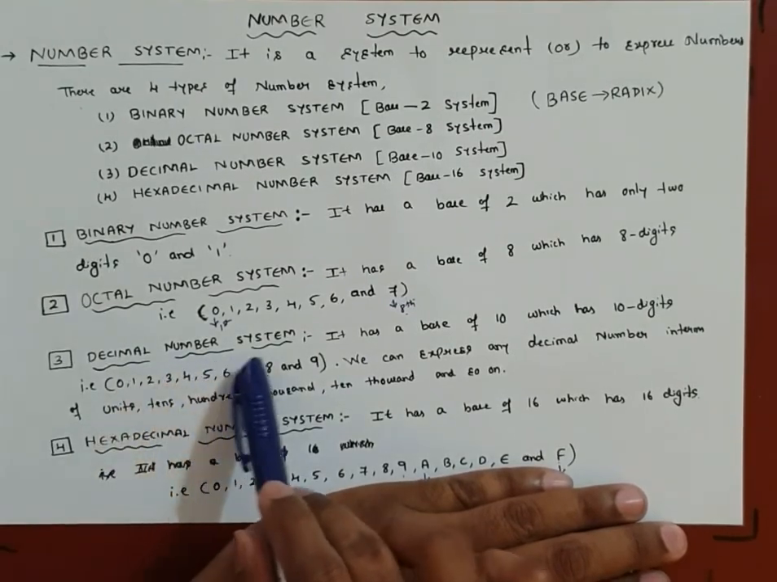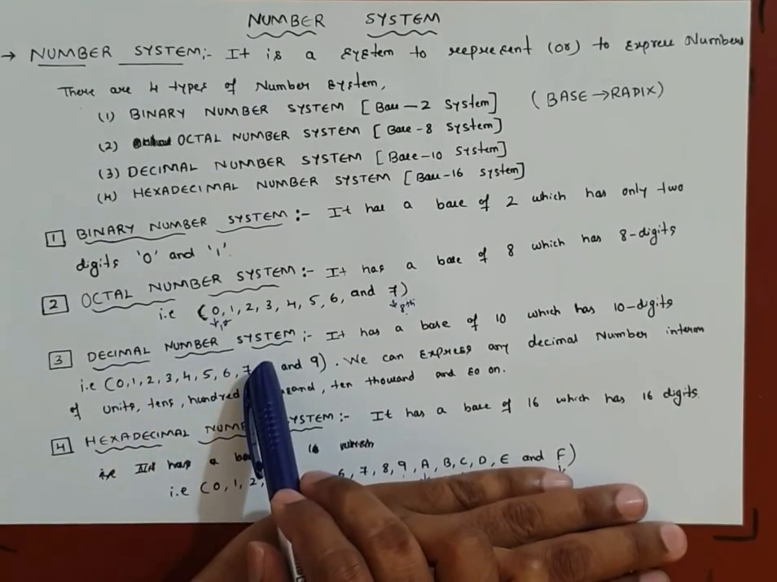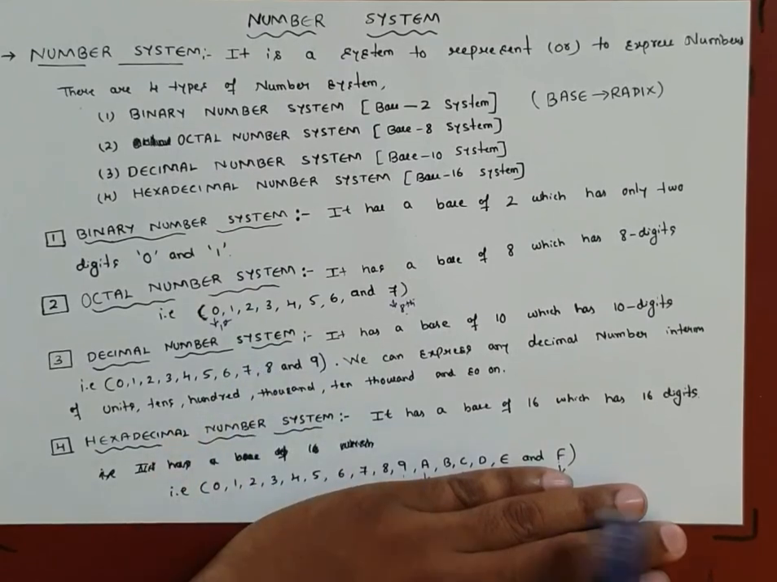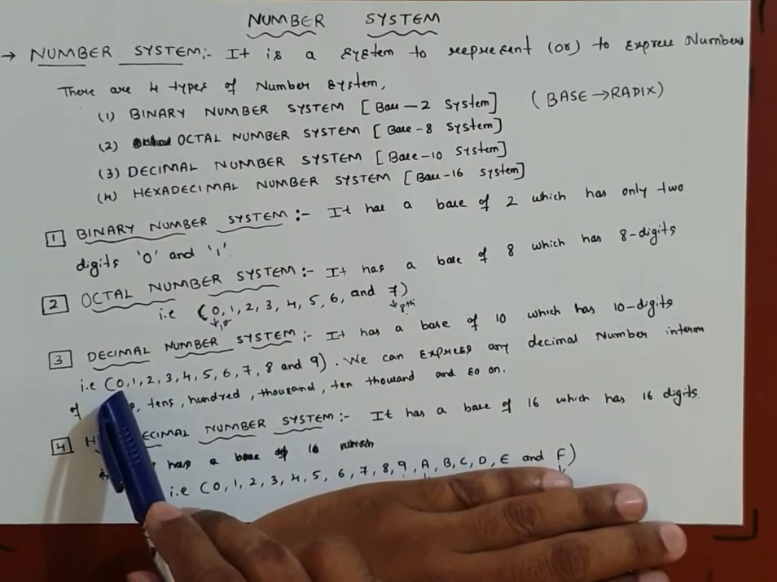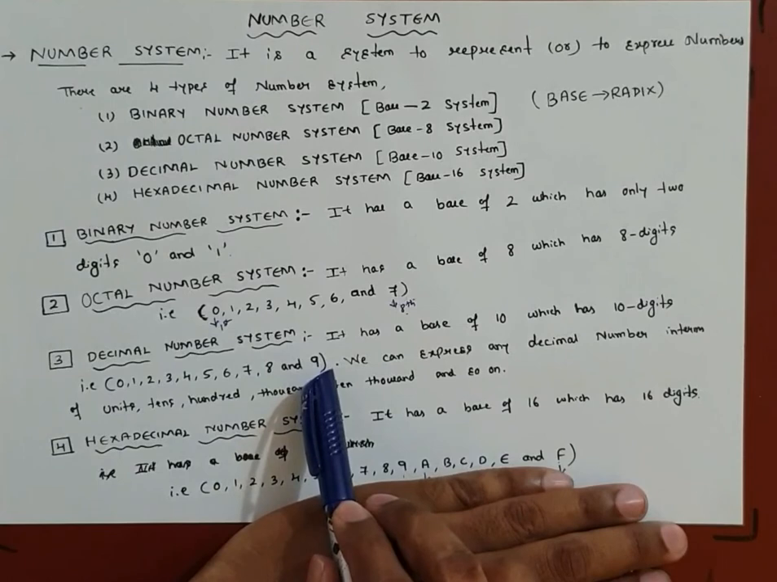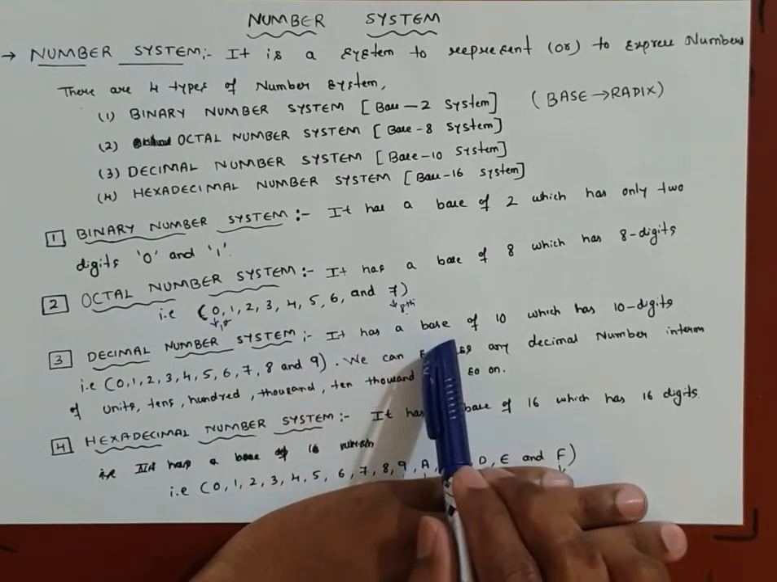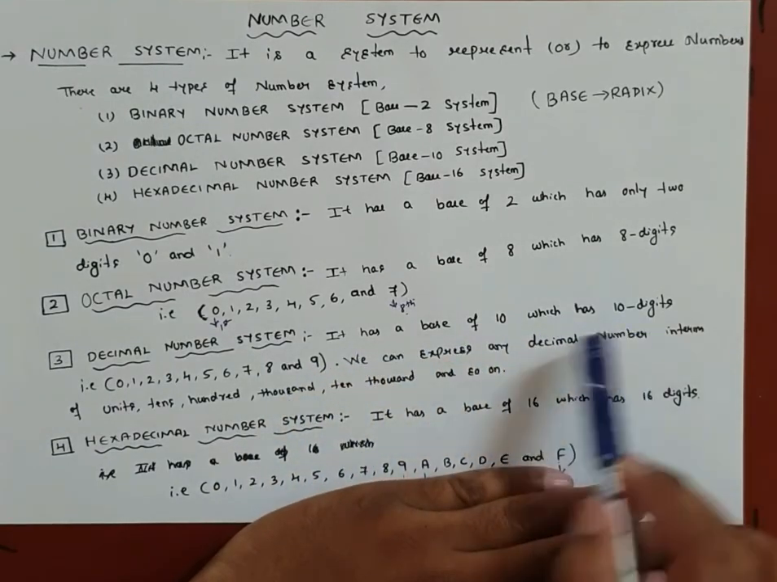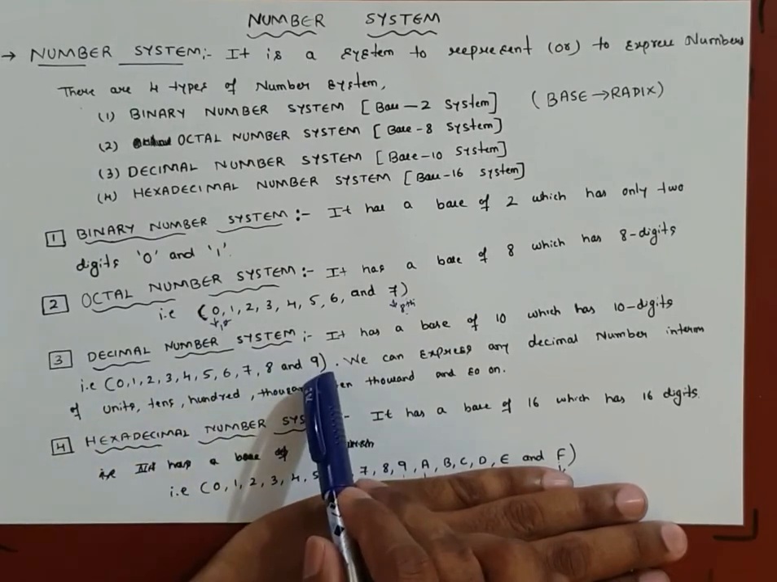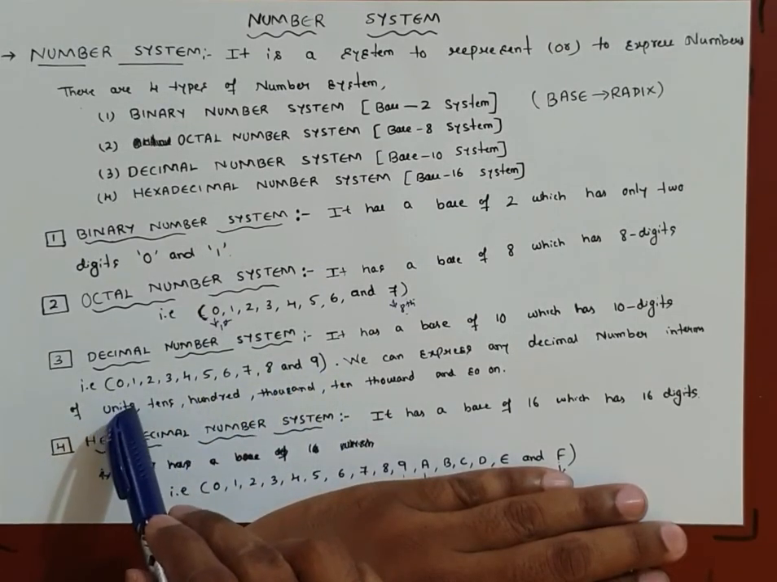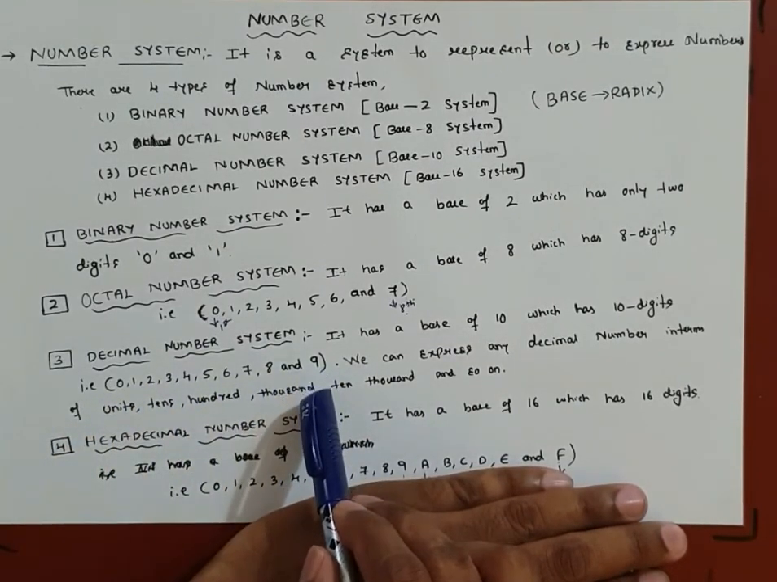Next is decimal number system. It is also called as base 10 system. This system we are using in our daily life. Deci means 10, which has 10 digits which start from 0 and end at 9. It has a base of 10 which has 10 digits, where 0 will be the first digit, 9 will be the 10th digit.